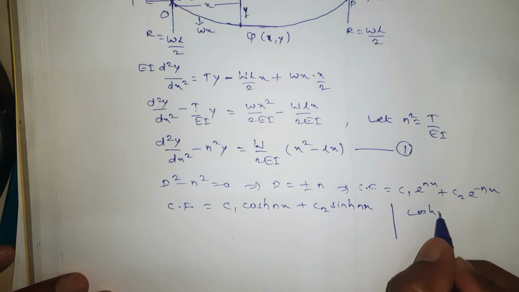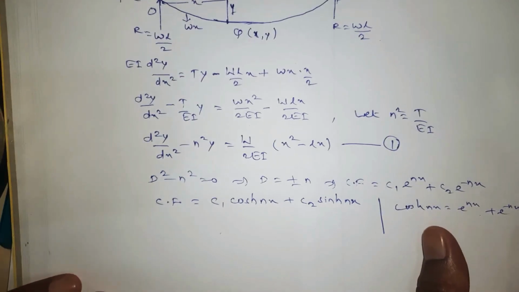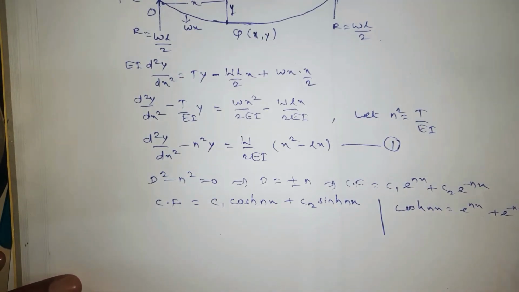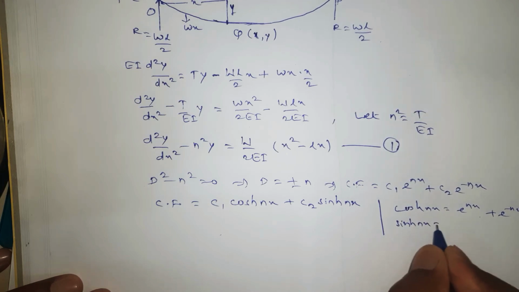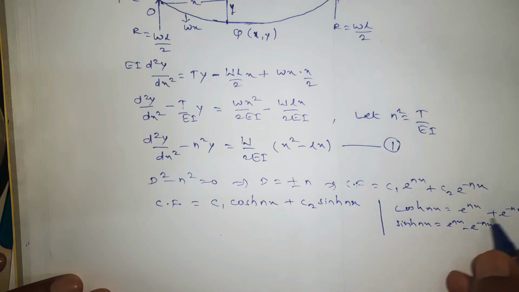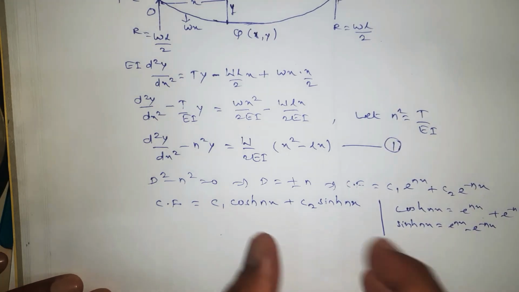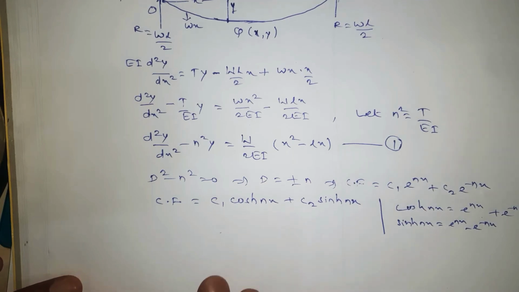Cosh nx is what? e raised to nx plus e raised to minus nx, over 2. Clearly. And sinh nx is equal to e raised to nx minus e raised to minus nx, over 2. If you substitute these two values and collect the coefficients, you will get the same answer. So this is our complementary function.